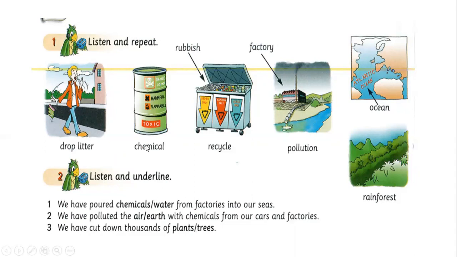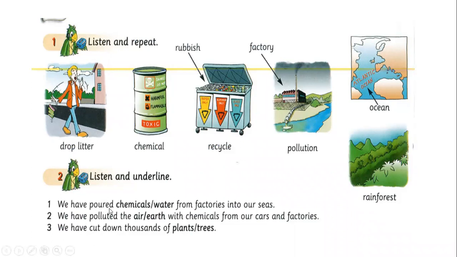The chemicals are toxic or poisonous substances. We must recycle, it means use again, the rubbish, the things that are sometimes dirty and we don't need, these are called rubbish. And this is of course a factory, it's a building where we can make things. And of course the factories cause pollution either in air pollution, or water pollution. And this is the ocean, the Atlantic Ocean. The ocean is a very big sea, and the rainforest is a forest where we can see big trees and wild animals.